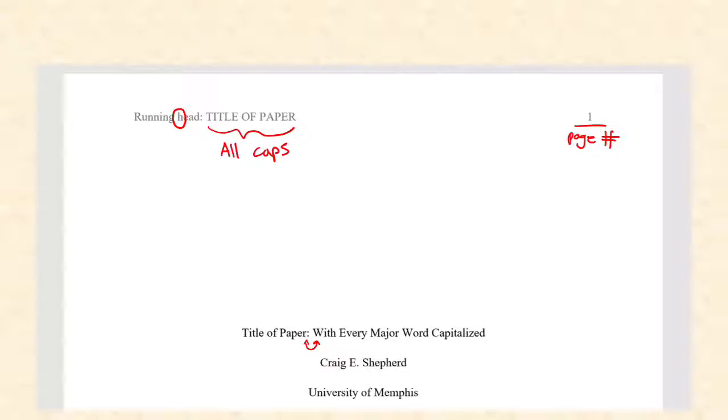Finally, take a look at the title itself. Each major word in the title is capitalized. Now some of you might say, well, wait a sec, the word "with" is not a major word. But notice that it's placed after a colon. Any word after a colon is also capitalized.